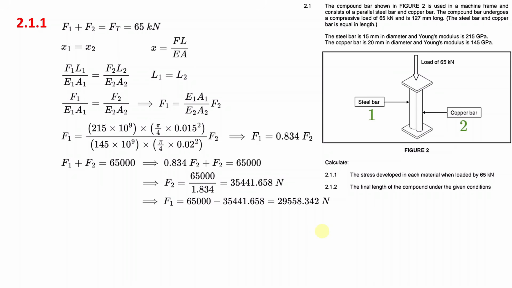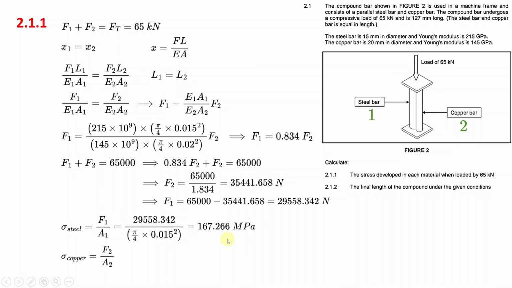Okay, so once you have F1 and F2, now you can find the stresses in the steel and in the copper bars. For the steel bar, you use F1, for the copper bar, you use F2, and you divide by their respective cross-section areas. So stress for steel is going to be F1 over A1. If you do that, this is what you get. Again, this will give you a very large number in pascals, but if you convert it to megapascals, then you will get this.